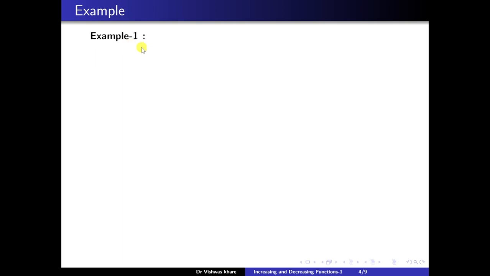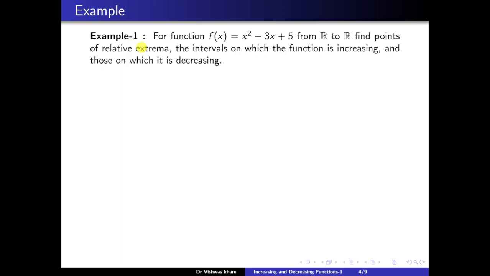Now let us see this example. Example number 1. For the function f(x) is equal to x square minus 3x plus 5 from R to R, find the points of relative extrema, the intervals on which the function is increasing and those on which it is decreasing.